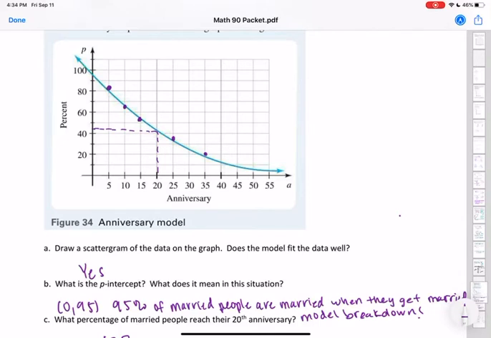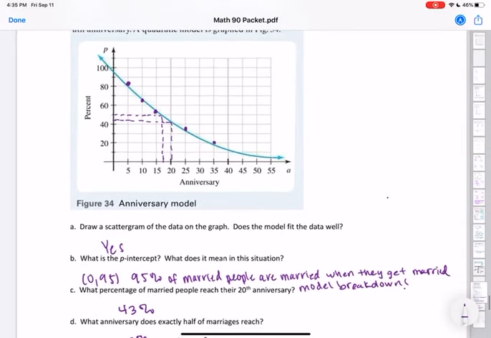Next, what anniversary does exactly half of marriages reach? Okay, so half of marriages, so what percent is that? 50%. So let's go to the 50 and go all the way over to our model till we hit it, and then drop all the way down. Where do you think that is? Like around 16, 17. About their 17th anniversary.